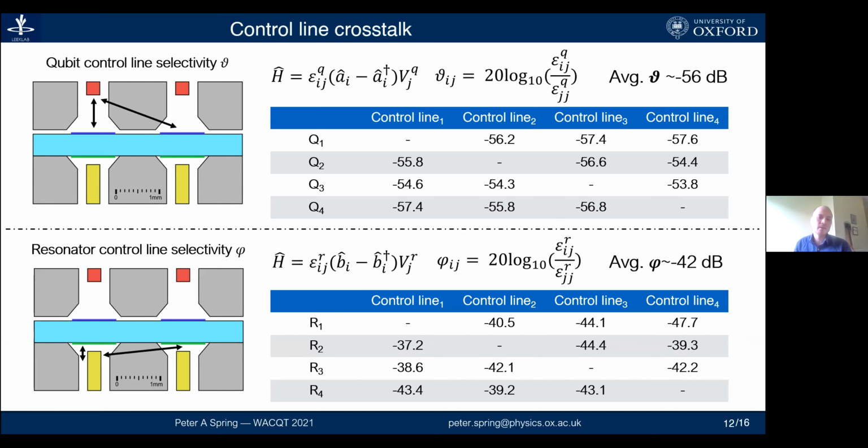And then similarly, you can do this experiment for the readout resonators. And now you're asking, how well can I populate all of these different resonators from the different resonator control ports? And here we find a selectivity of about 42 dB.